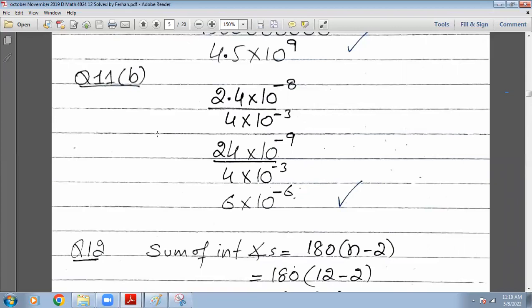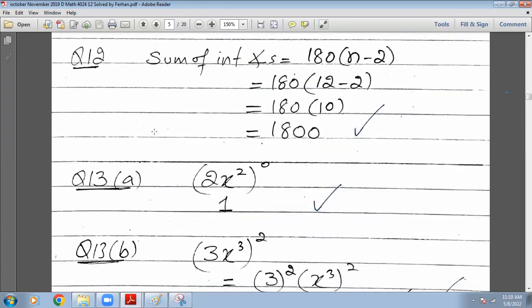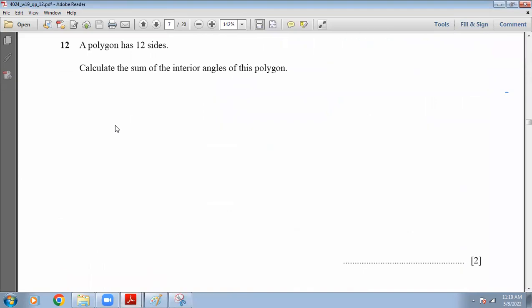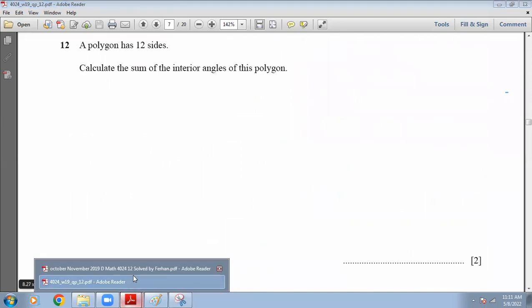Question number 11, B part, showing up on your screen. Already checked this answer. Okay, so it's good to go. We are going to the next question. The next question coming up on your screen is question number 12. A polygon has 12 sides. Calculate the sum of the interior angles of this polygon. You see, very simple, a straightforward, book or academic question. 12 sides of the polygon. You should remember the formula for the sum of the internal angles of a polygon. Sum of internal angles of the polygon is equal to 180 bracket n minus 2 bracket close.